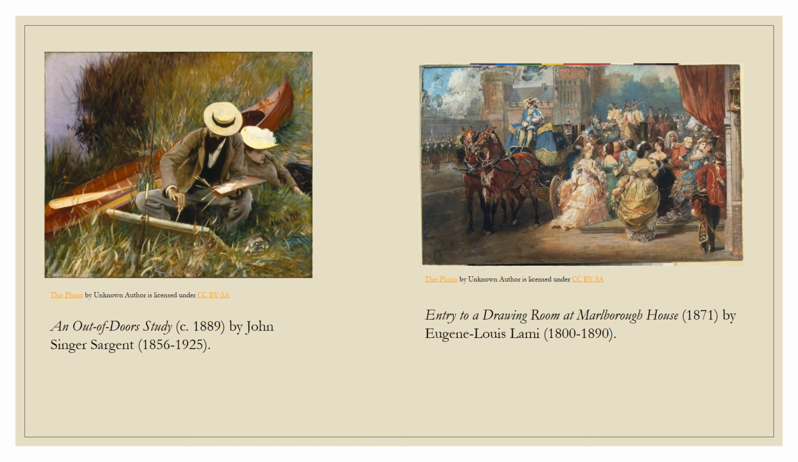And then we have on the right-hand side the entry to a drawing room at Marlborough House. This is a French painting by Eugene Louis Lamy. And you can see it looks like maybe they're going to a party or some type of event. Again, beautiful dresses. Men are dressed nicely in what look like uniforms. Carriages. We can see a horse and carriage with bright colors. We see the women in beautiful dresses. We can see the men in their sharp-looking, handsome uniforms. Again, people getting ready to go to maybe a function, an event, a party, just to enjoy life.